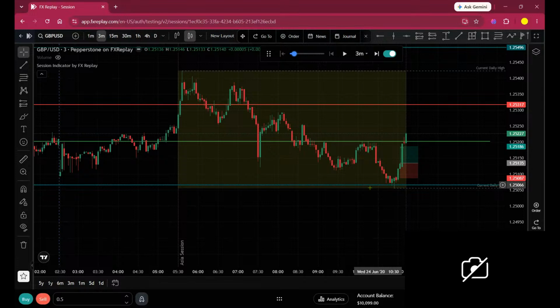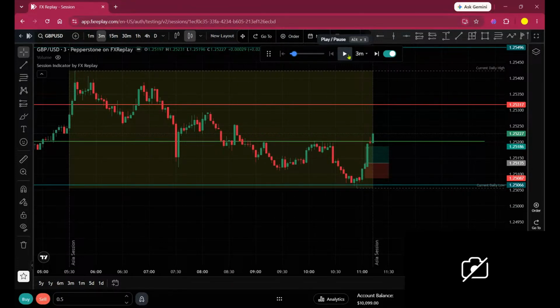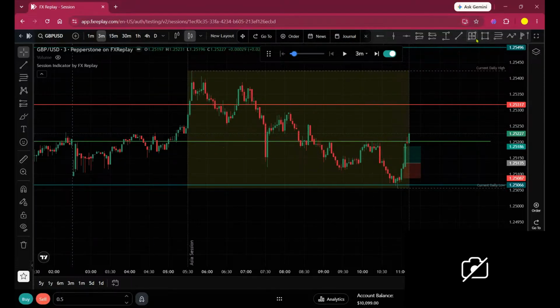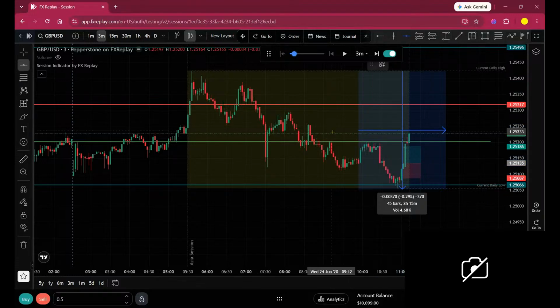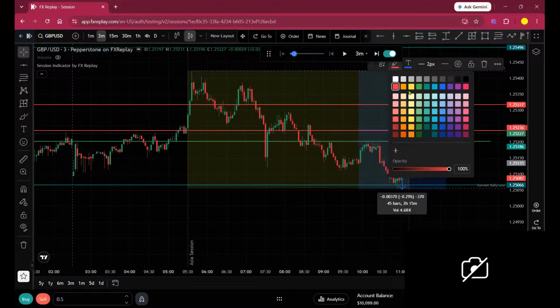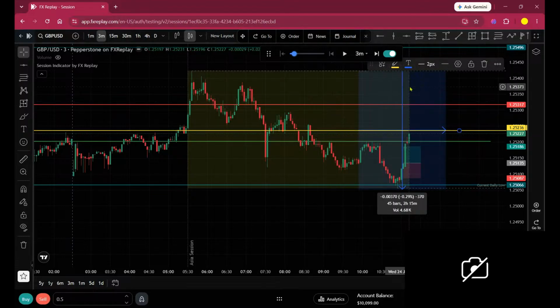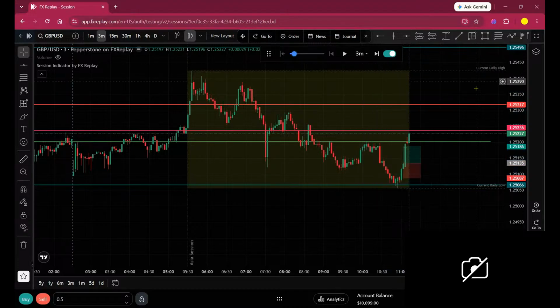The candle is upside, right? It should go up, as per my understanding. But we also need to check the Asia equilibrium. So Asia equilibrium is here. Asia equilibrium is the half of the Asia high and low. We can change the color of this one, let's go for pink. This is the Asia equilibrium.